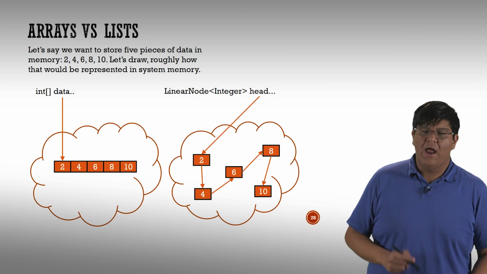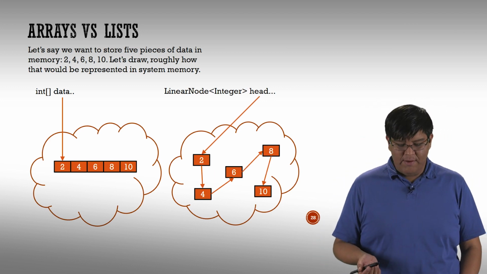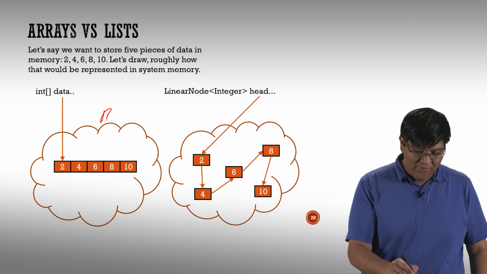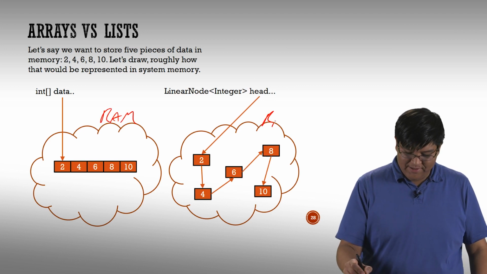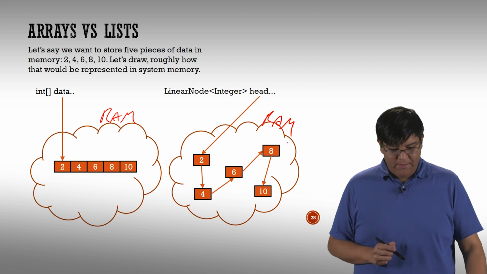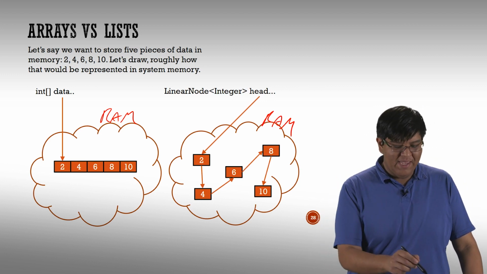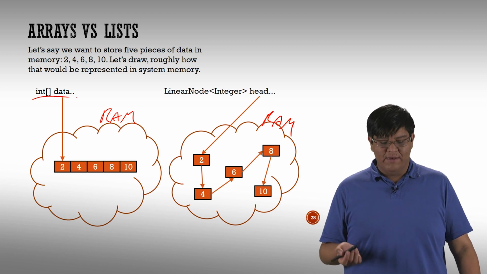Let's start by drawing them out. How do they look in memory? So this is system memory. I have a nice cloud here, right? That's the best icon I could come up with. This is basically your RAM, your main memory. I have my array, right? The left-hand side is my array, my int data. This is maybe what we started with, the array initially.